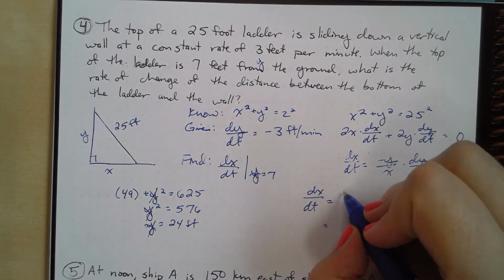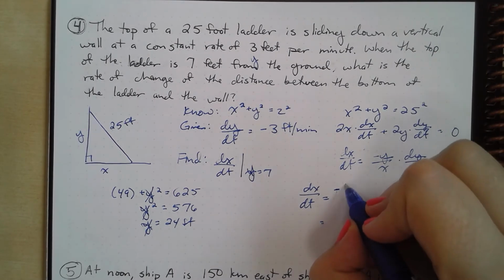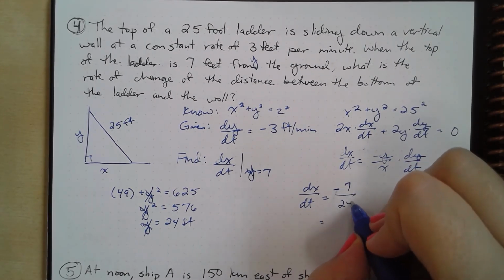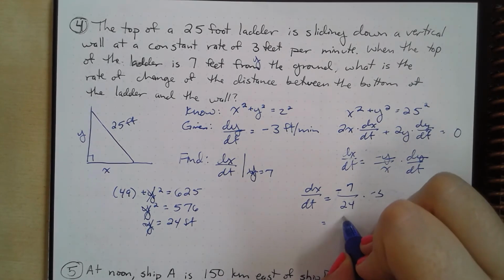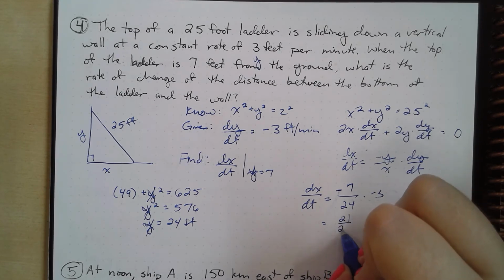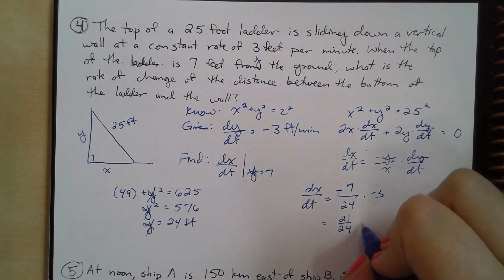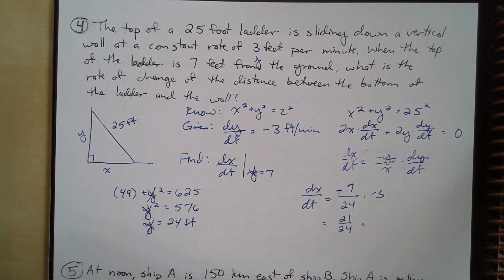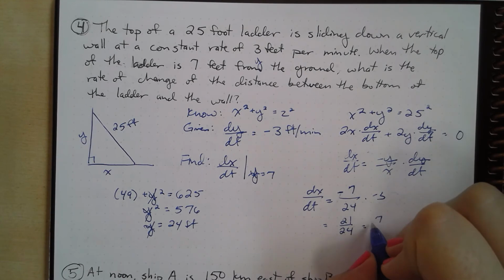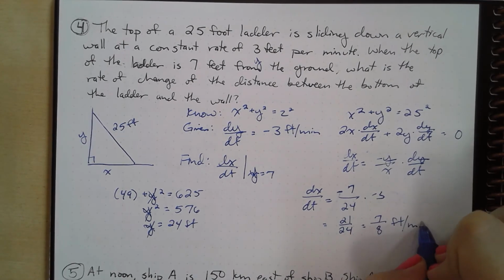So now we have negative y, which was 7, negative 7 over 24 times negative 3. So that's going to equal a positive 21 over 24, right? Which simplifies down to 7/8. Good, that looks a lot better. 7/8 feet per minute. Okay.